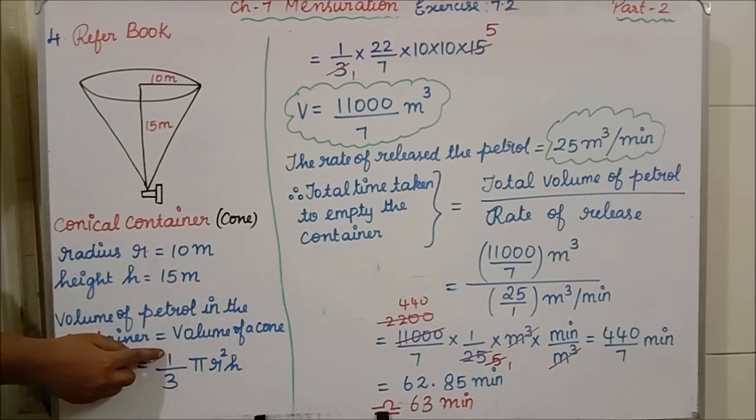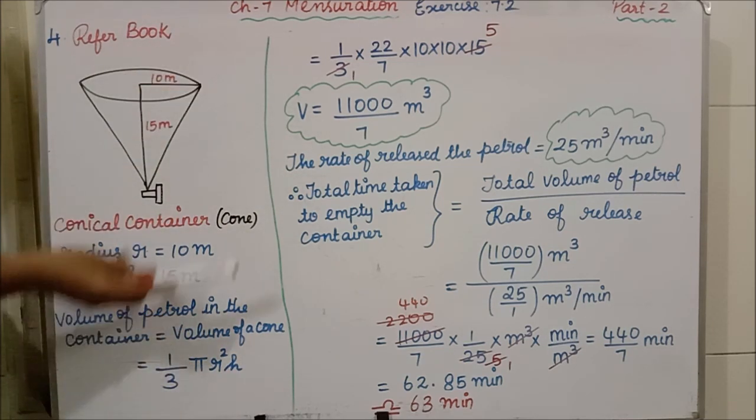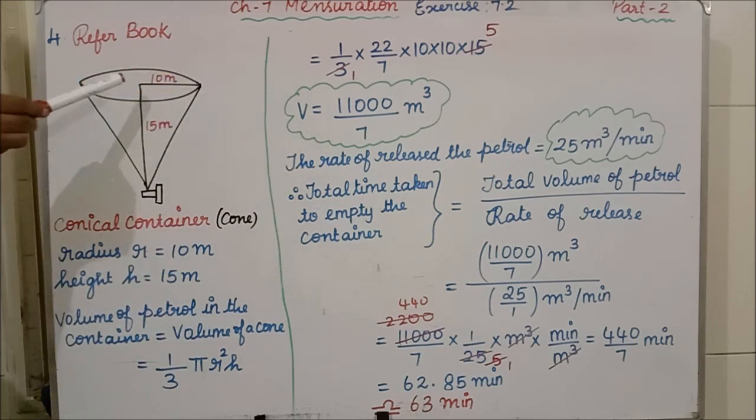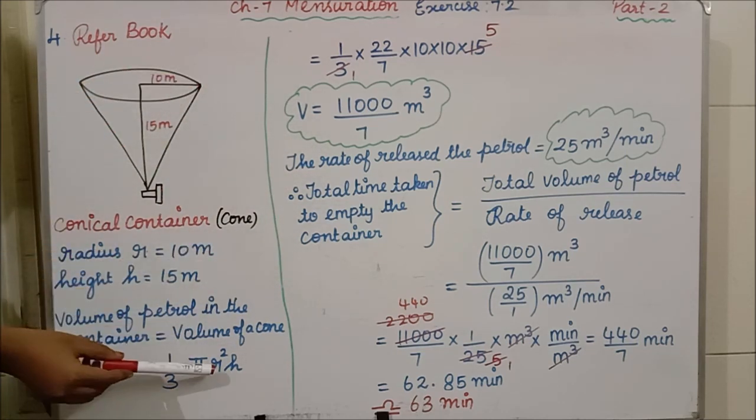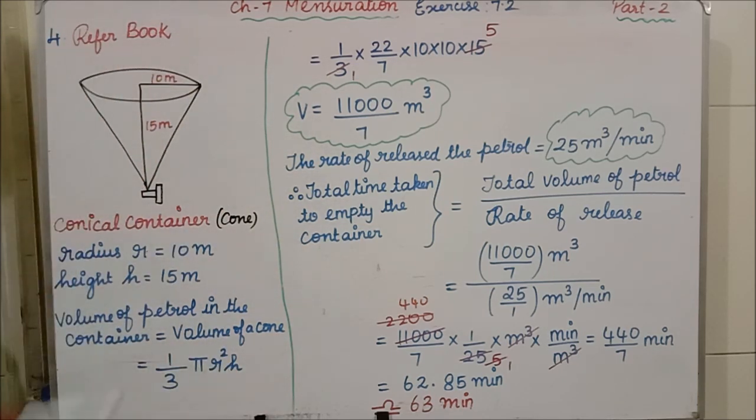Now volume of a cone formula is 1 by 3 pi r square h. 1 by 3 I have written as such. Pi value is 22 by 7. Radius, what they have given? Radius is 10 meter. So r square means 10 into 10. Height is 15 they have given. So into 15. Clear? After cancelling, what values am I getting? 22 into 10 into 10 into 5 divided by 7, isn't it? After multiplying, I am getting the volume: 11,000 divided by 7 meter cube.